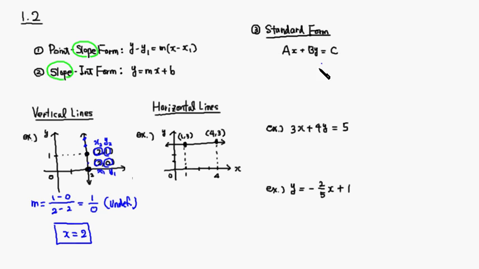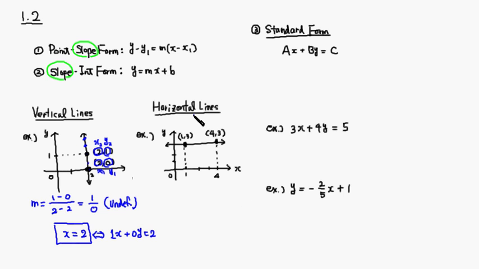This is actually in standard form. If you look at it this way, it's 1. Maybe I'll write it here. This is equivalent to 1x plus 0y is equal to 2. So there's no y involved in the equation.